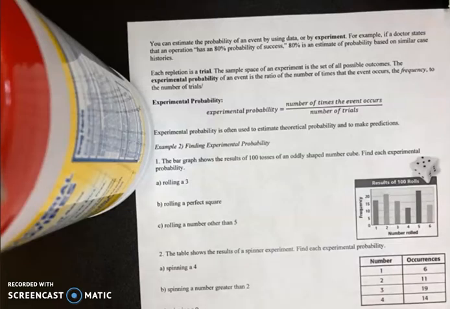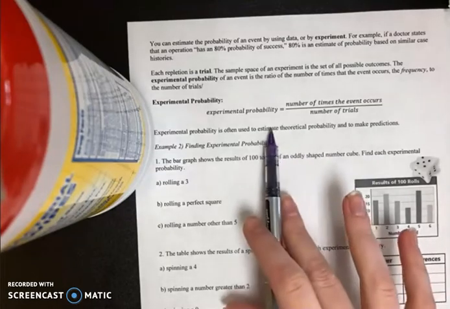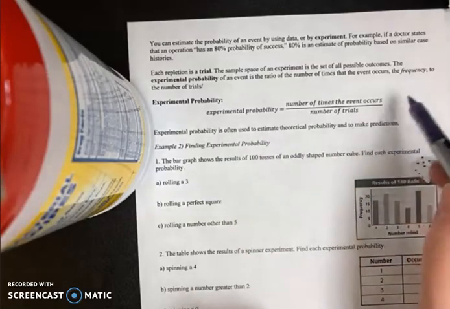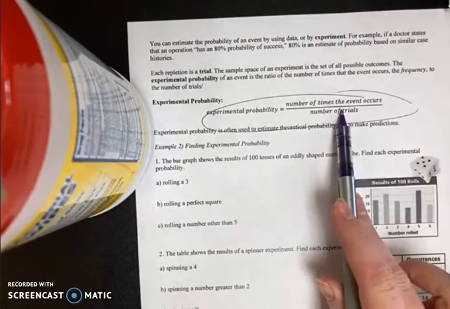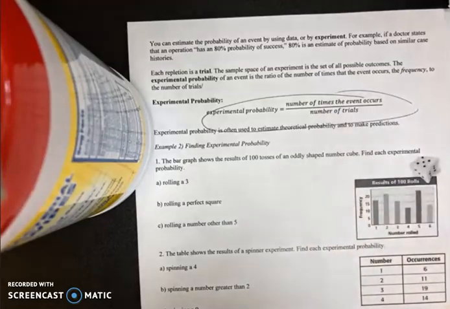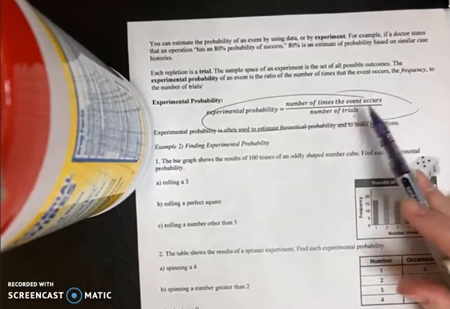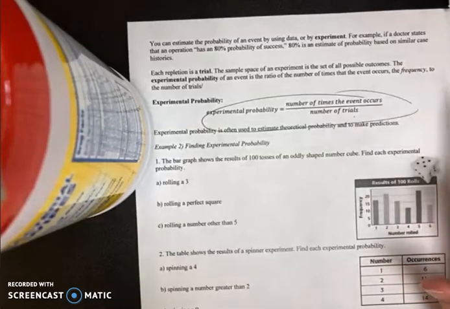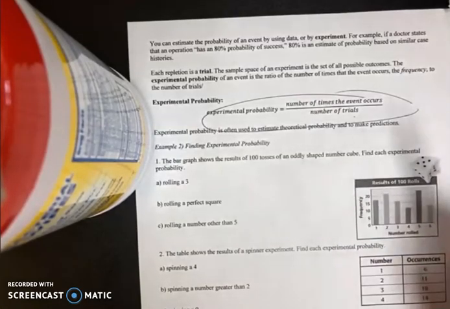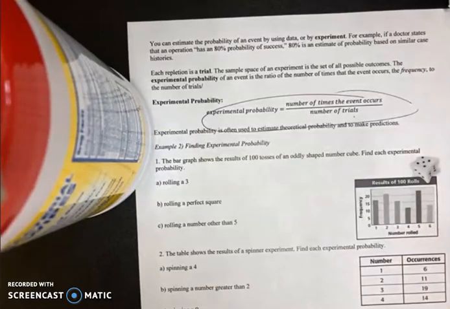Now, each repetition or each time that they try an experiment is called a trial, and the sample space is the total number of trials that they conducted. So when we're writing the experimental probability, we're going to use the number of times the event occurs, which is a favorable outcome, just like what we did on the other page, over the number of trials, which is the total, just like what we did on the other page. So for number 1, it says the bar graph shows the results of 100 tosses of an oddly shaped number cube. Find each experimental probability.